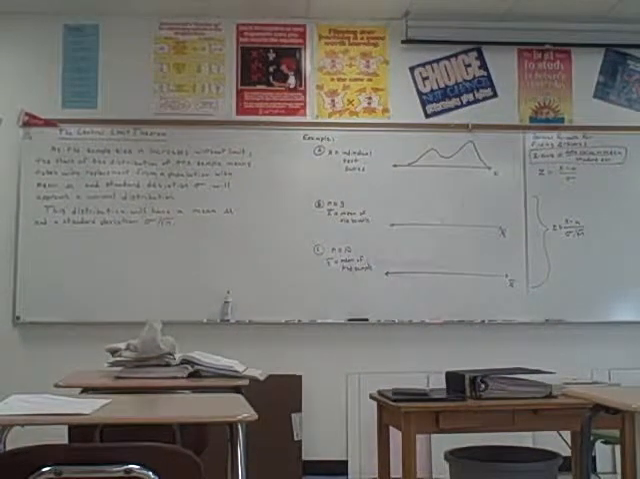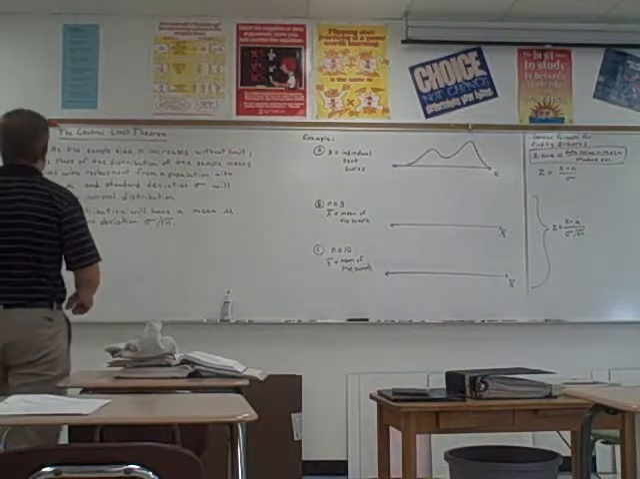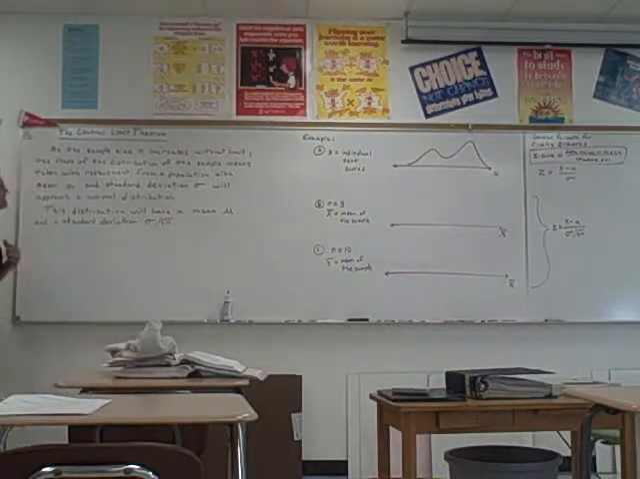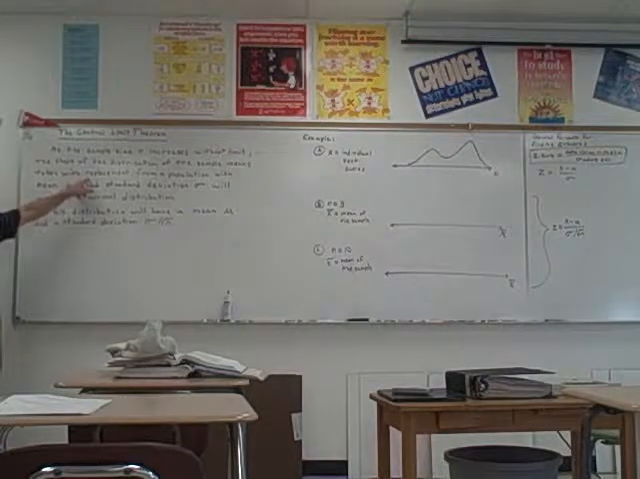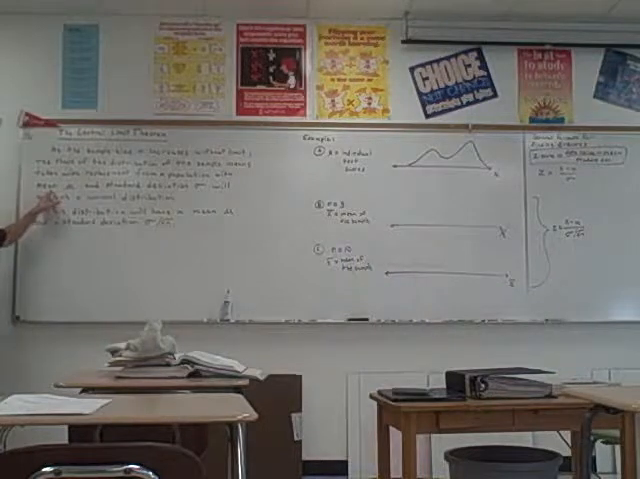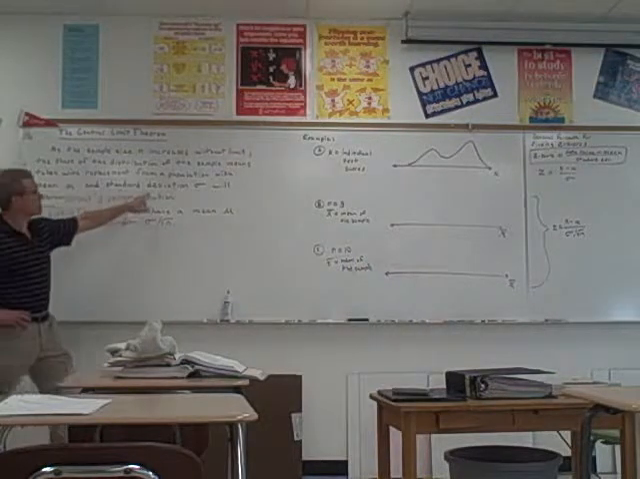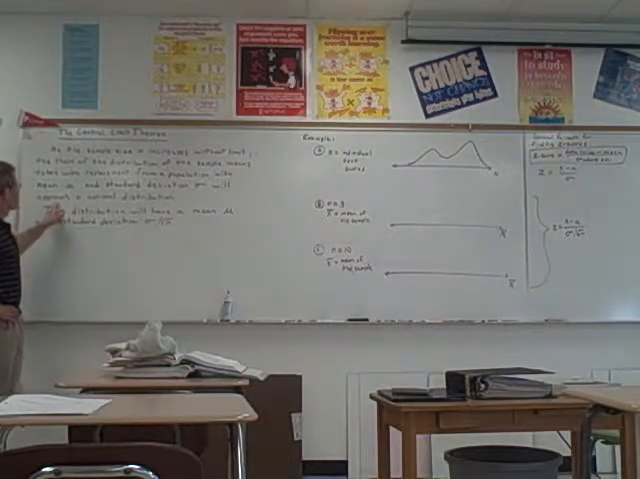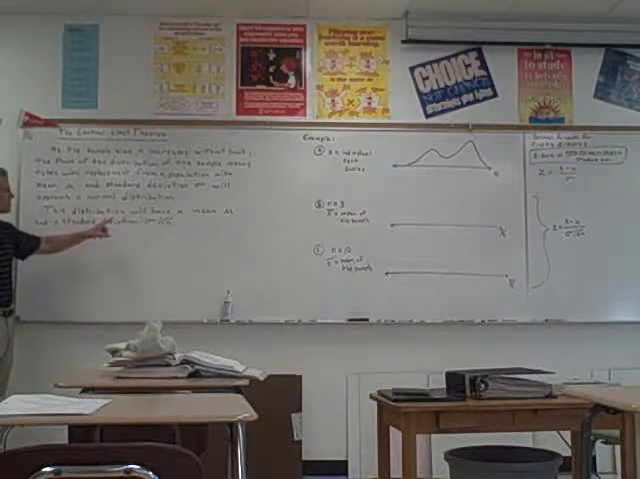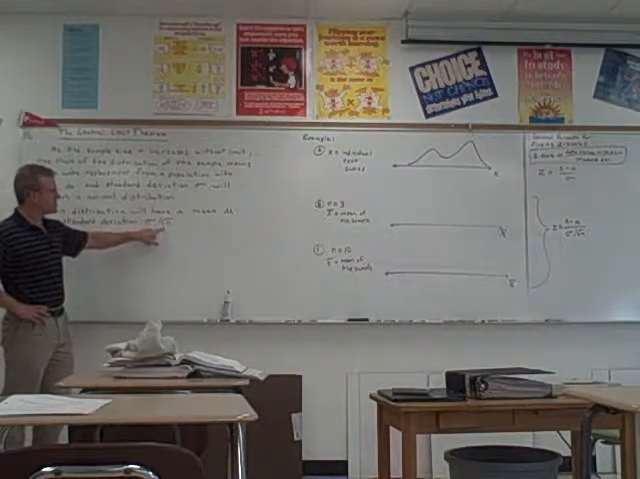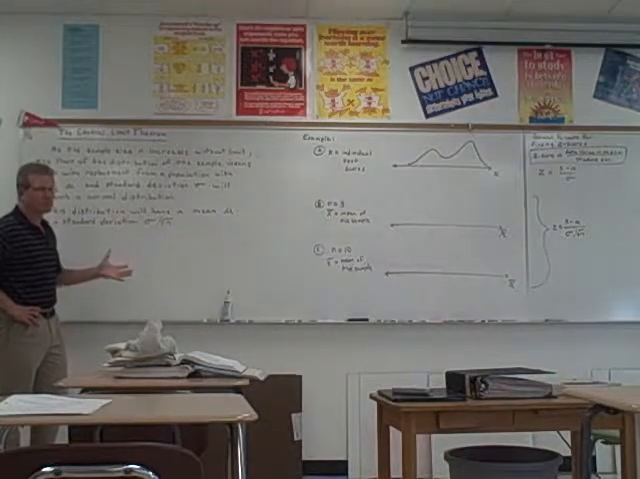All right, this video is over the central limit theorem. As the sample size n increases without limit, the shape of the distribution of the sample means taken with replacement from a population with a mean of mu and a standard deviation of sigma will approach a normal distribution. This distribution will have a mean mu and a standard deviation of sigma divided by the square root of n. So what does that mean?